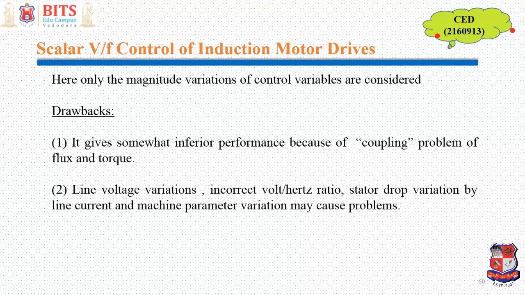It gives inferior performance because of the problem of coupling. The problem of coupling is the coupling of torque and flux. We'll see slightly later what it is, most probably in the next slide. Line voltage variations, incorrect V by F ratio, the stator voltage drop IS into RS, or machine parameter variation with temperature may cause problems in this control. These are the disadvantages of scalar control.